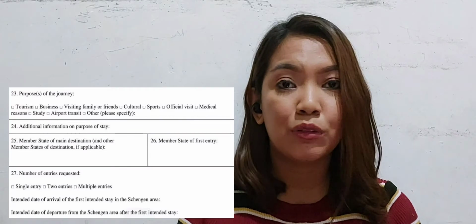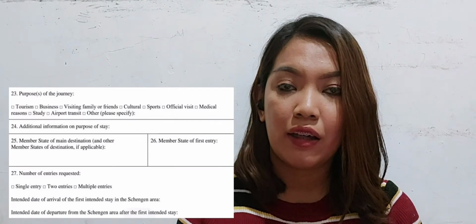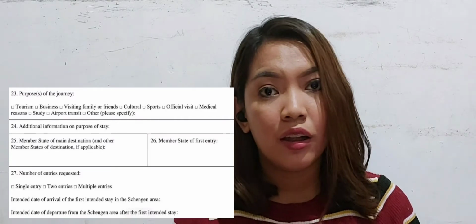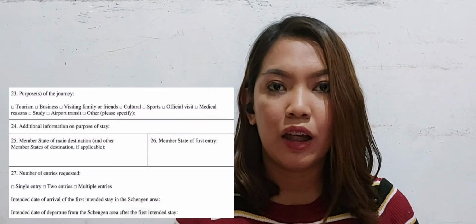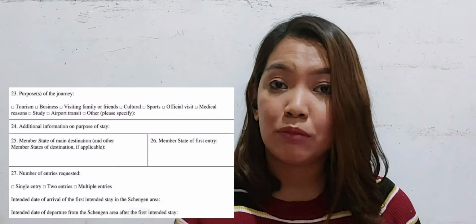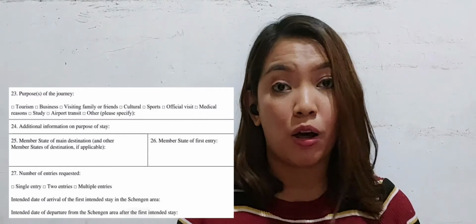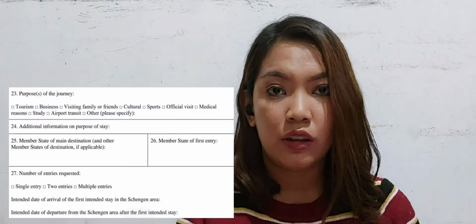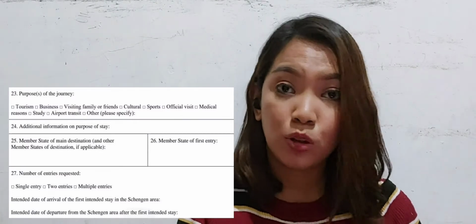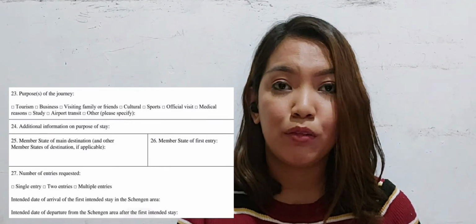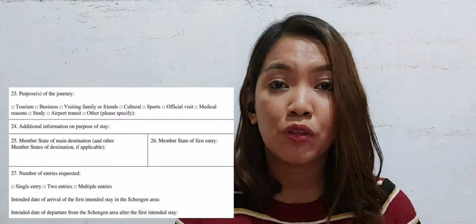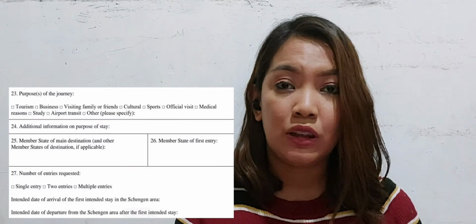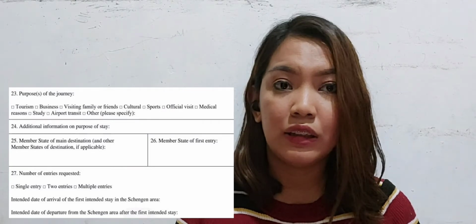I'm applying so that I can visit my aunt, uncle, so that I can be with my partner. Just write it down and try to make it as detailed as possible, but not too long. So for number 25, it's going to ask what country you are going to stay in the most. So if you're going to, for example, visit Sweden, Finland, and Norway, and then you're going to stay maybe 20 days in Sweden, 10 days in Norway, and 10 days in Finland.